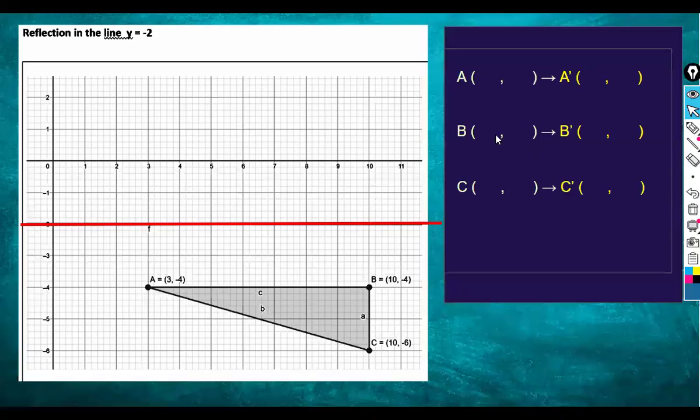How about this one, guys? You want to do a reflection in the line y is equal to -2. Remember, y equals -2. It's a horizontal line going through -2 on the y-axis. Remember, this is your y-axis and this is your x-axis. We are not reflecting it in the x-axis. Instead, we are reflecting it in a line below the x-axis. And the name of that line is y is equal to -2.